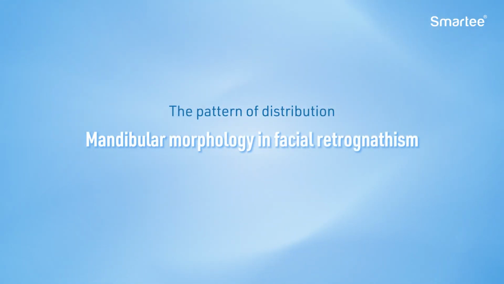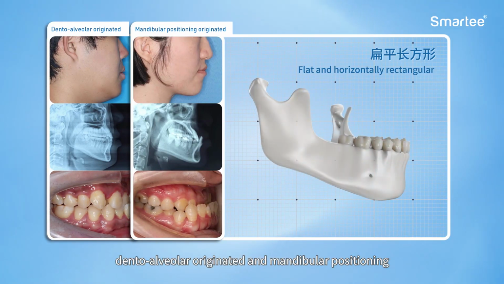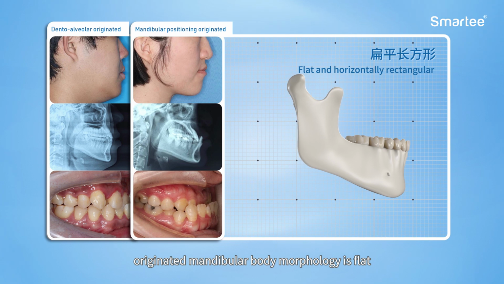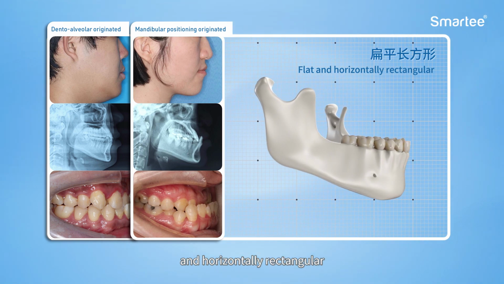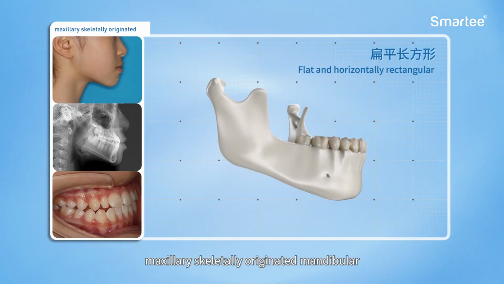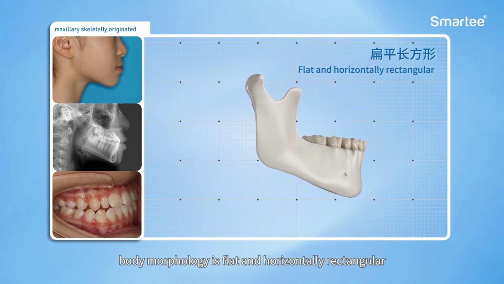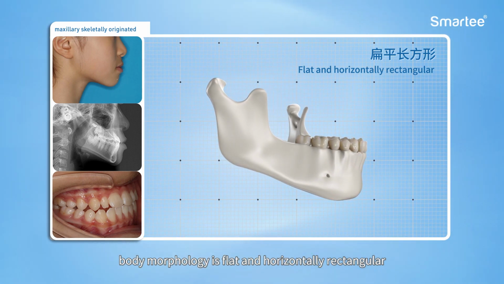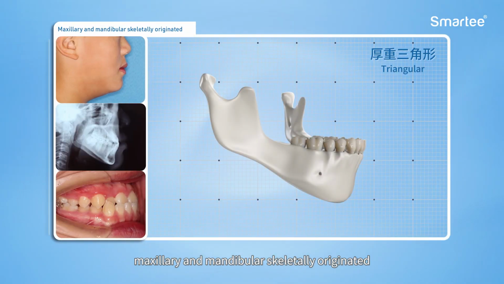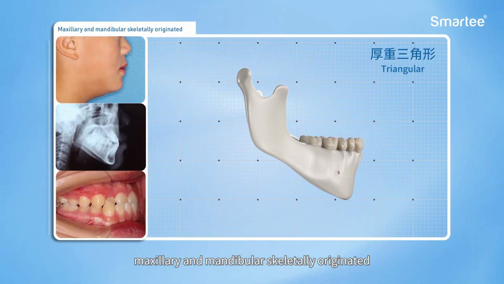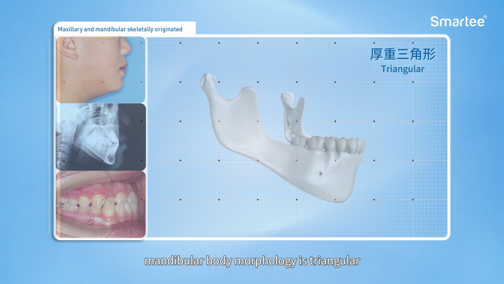The pattern of distribution of mandibular morphology in facial retrognatism is as follows. In dentoalveolar originated and mandibular positioning originated types, the mandibular body morphology is flat and horizontally rectangular. In the maxillary skeletally originated type, the mandibular body morphology is flat and horizontally rectangular. In the maxillary and mandibular skeletally originated type, the mandibular body morphology is triangular.